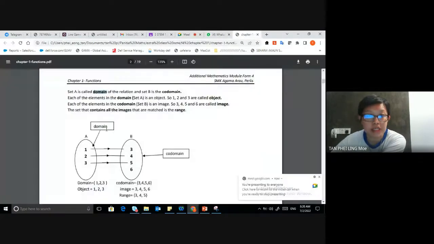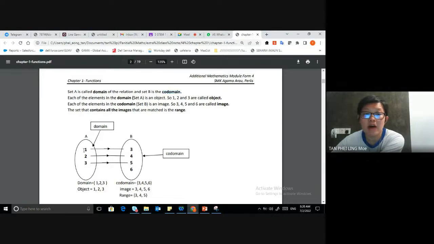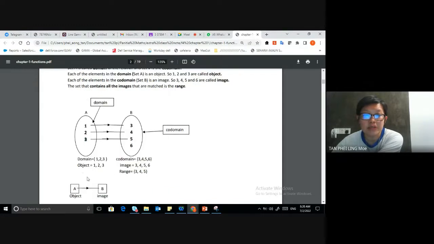Okay, she came in already. So set A is called the domain. The domain is where all the objects lie. And then set B is the codomain. Each element in the domain is called an object. Let's say here we have how many objects? 1, 2, 3. So the objects are 1, 2, and 3. So you can see here the difference to the question that I asked just now, when to put curly brackets, when not to put.